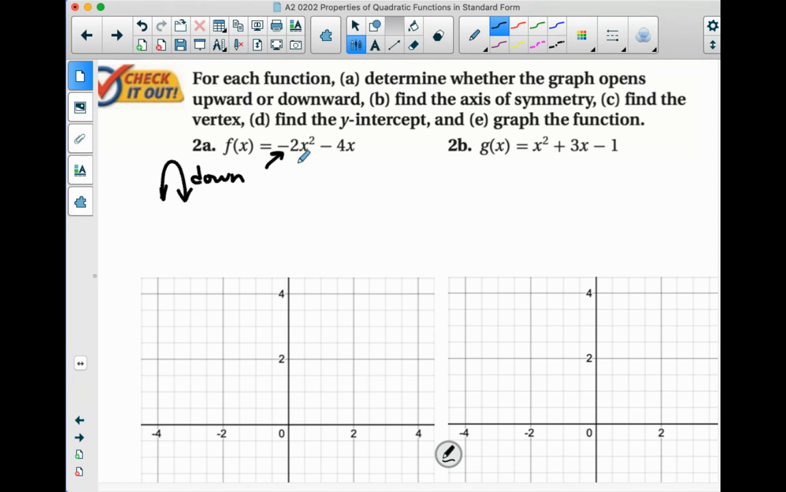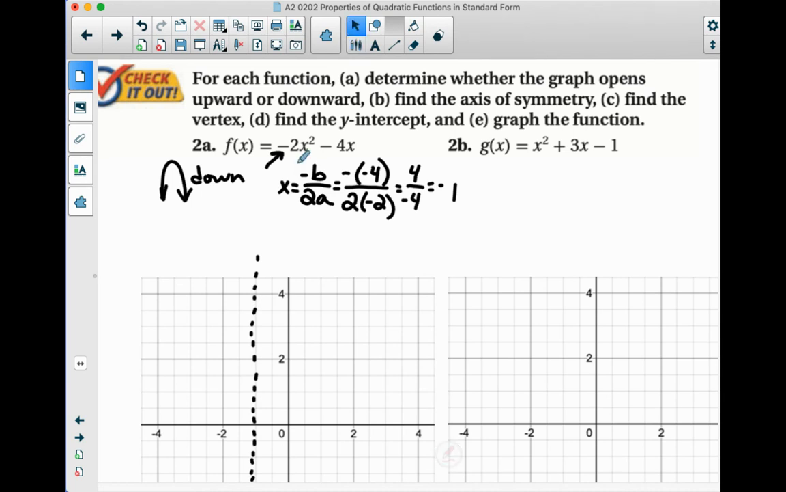We start with x equals negative b over 2a. So it'd be negative 4 over 2 times negative 2. So positive 4 over negative 4, which is negative 1. That will be our axis of symmetry on this graph.